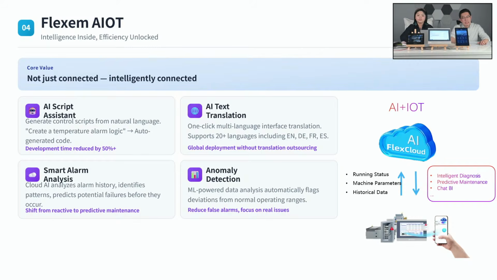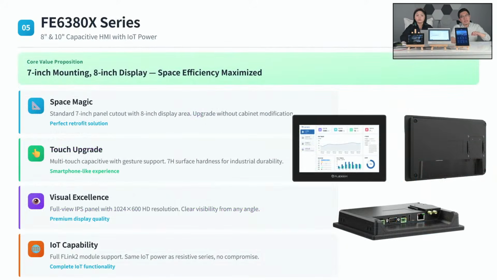Okay, that's all about the FE63 series HMI. It's a resistive panel. And now let's get into our capacitive panel part. The first one we will introduce is the FE6380X series. This is our newest capacitive panel. We just published it earlier this year. The design is very creative too.